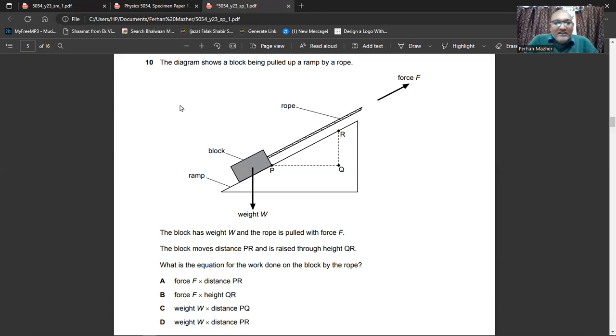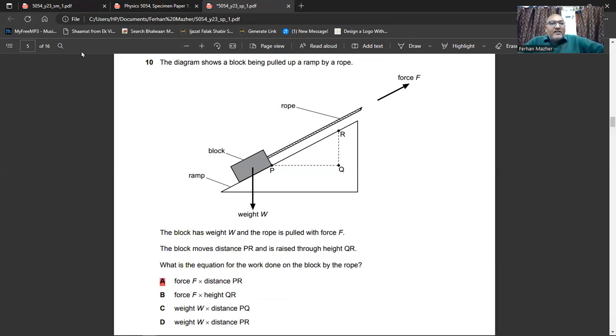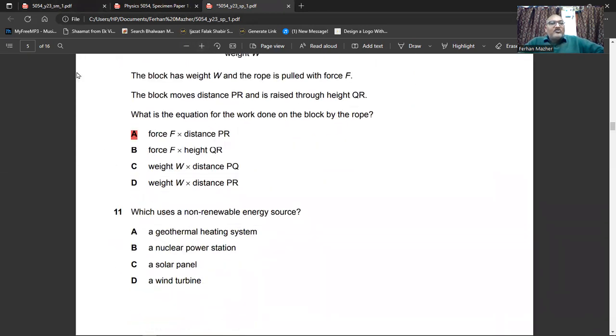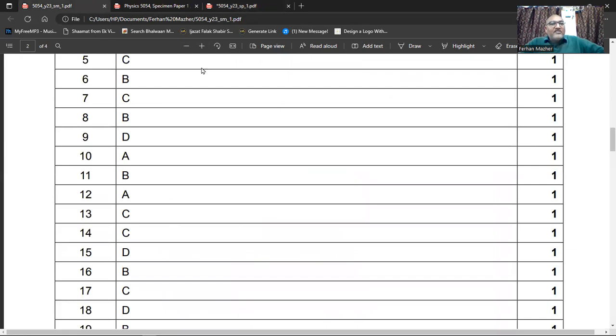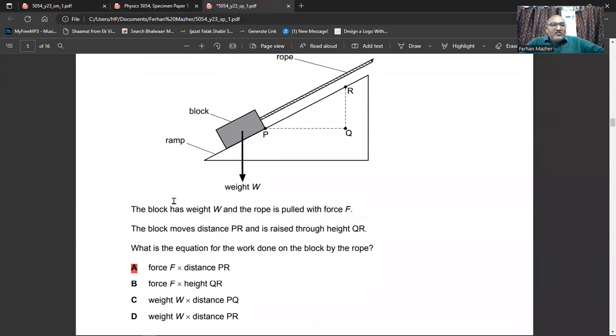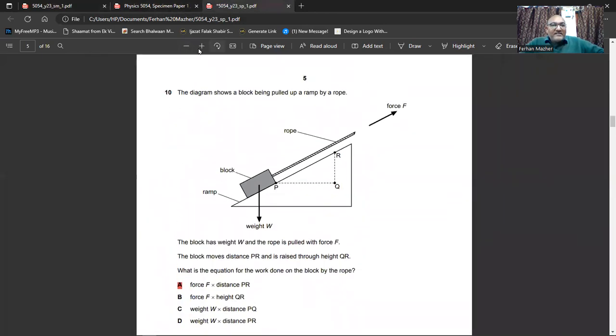So C is wrong. B is also wrong. D, weight multiplied by the distance PR, that is also wrong. So, A is the right choice. Question number 10, I think A is the right choice, sir. So, let me show you the whole question, if you want to reconsider this.